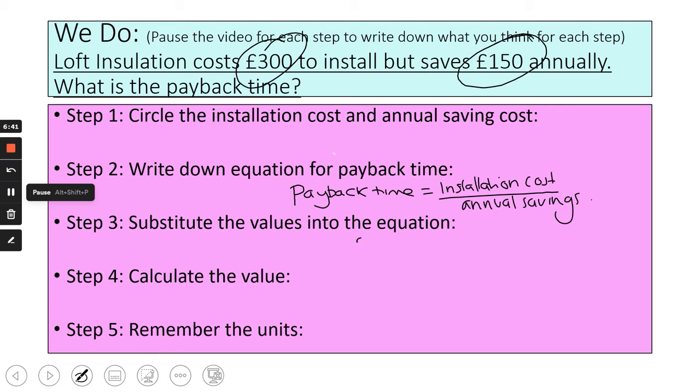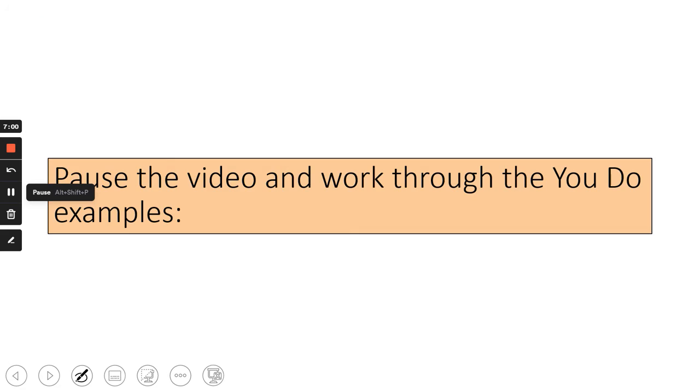So this would be 300 over 150. Pause the video and calculate the value. This value would be 2. And step 5, remember to write your units. So for payback time, it's years. You're now going to pause the video and work through the You Do examples, and then come back.